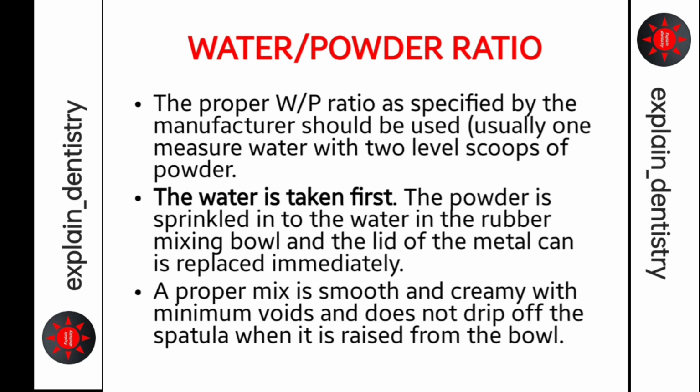Water powder ratio: the proper water powder ratio as specified by the manufacturer should be used, usually 1 measure of water with 2 level scoops of powder. The water is taken first, the powder is sprinkled into the water in the rubber mixing bowl, and the lid of the metal can is replaced immediately. A proper mix is smooth and creamy with minimum voids and does not drip off the spatula when it is raised from the bowl.